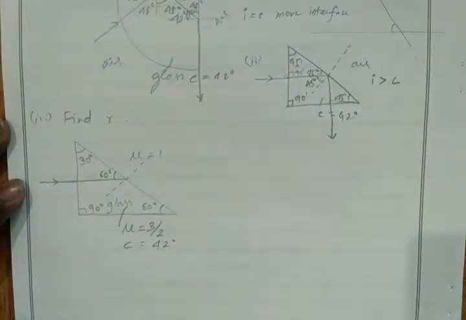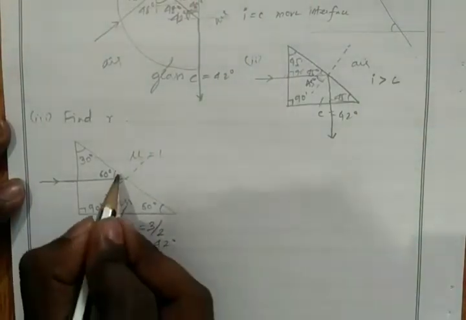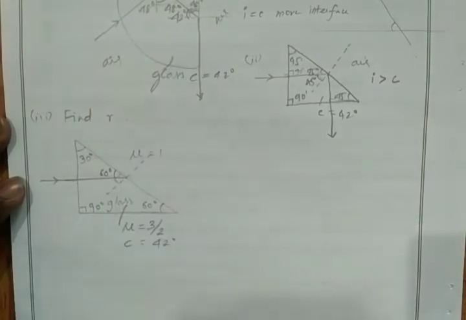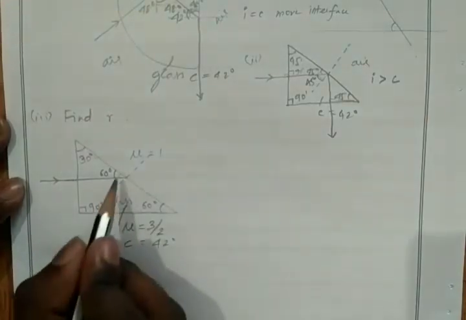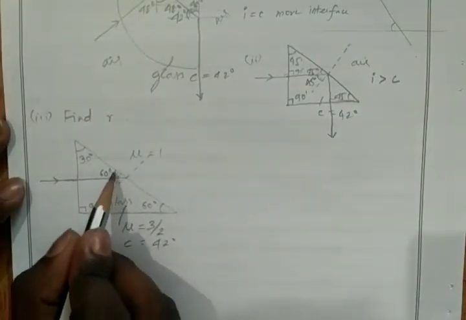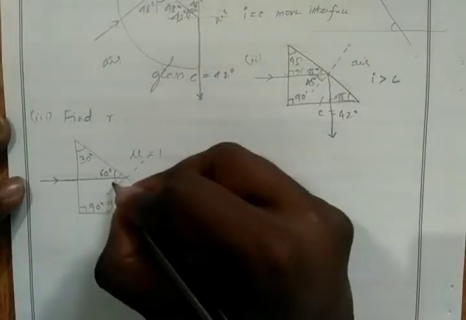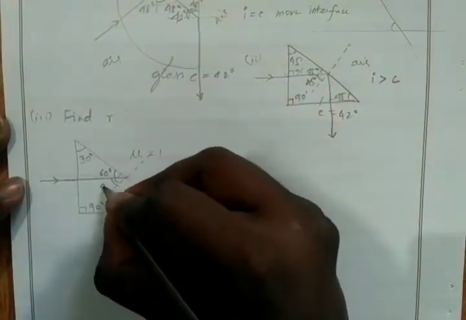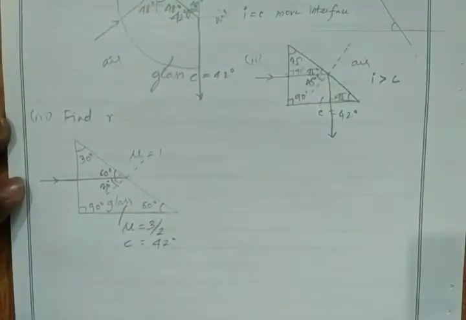Okay, this is our normal line. Then this angle will be 90 degree, correct? Because we draw the normal. So this angle should be 90 degree. Here 60, 90 minus 60, the remaining angle will be 30 degree. Correct? Remaining angle will be 30 degree.